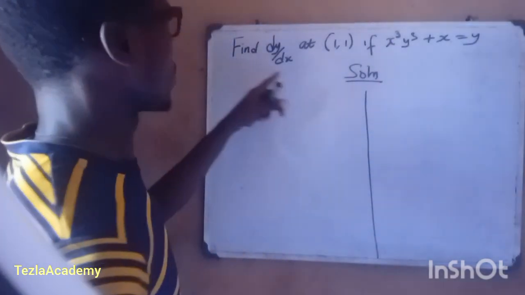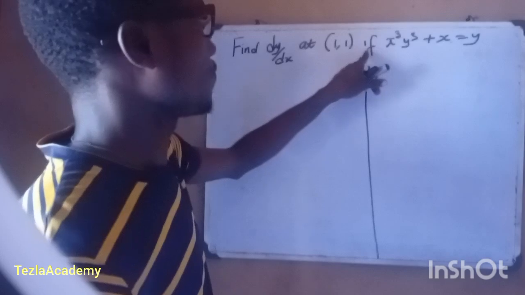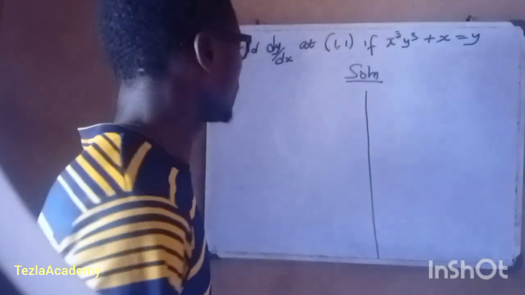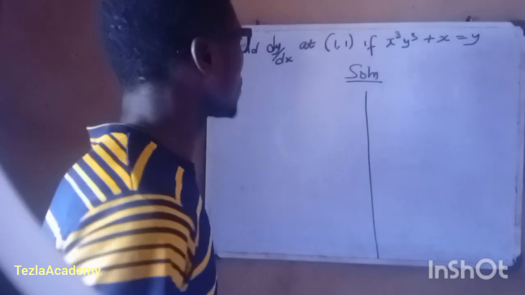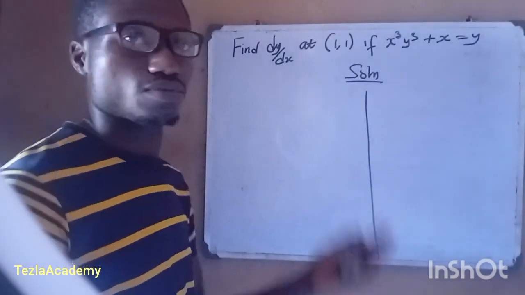This question says find dy/ds at s equals 1, y equals 1, if s cubed y cubed plus s equals y.